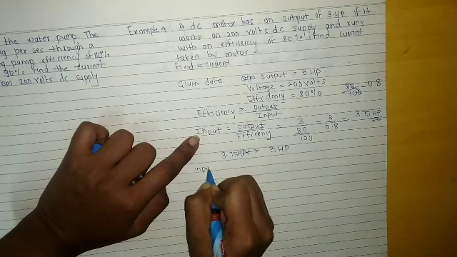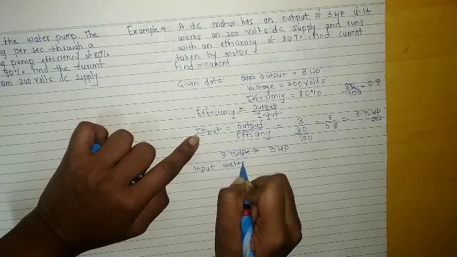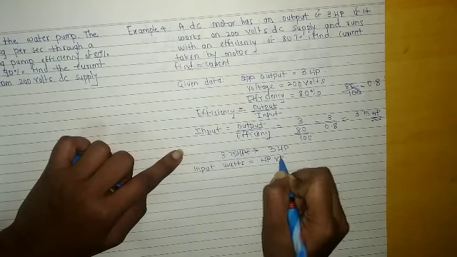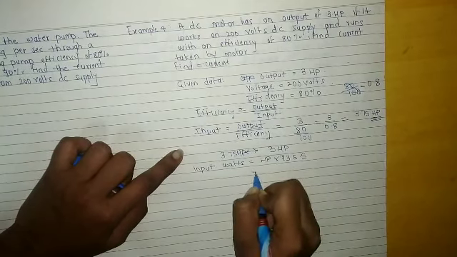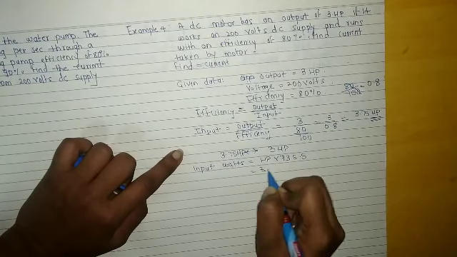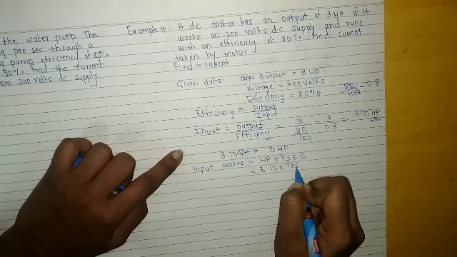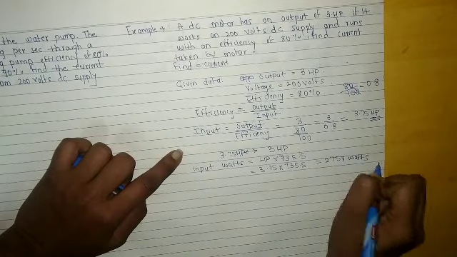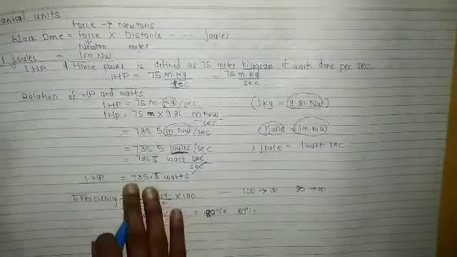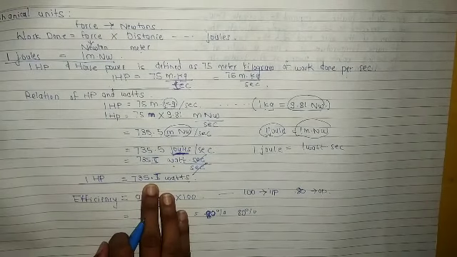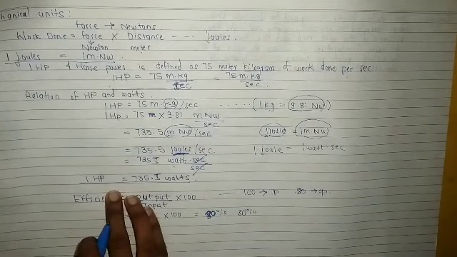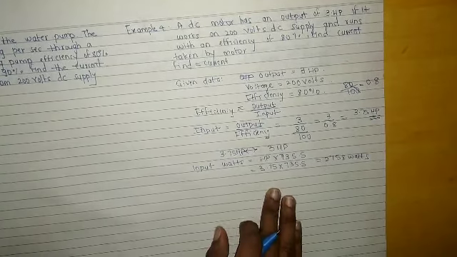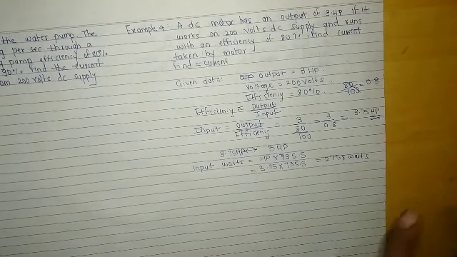So for input in watts, we have to multiply HP by 735.5. So 3.75 into 735.5, and our answer will be 2758 watts. We have calculated here that 1 HP is equal to 735.5 watts, and from this we converted HP into watts.